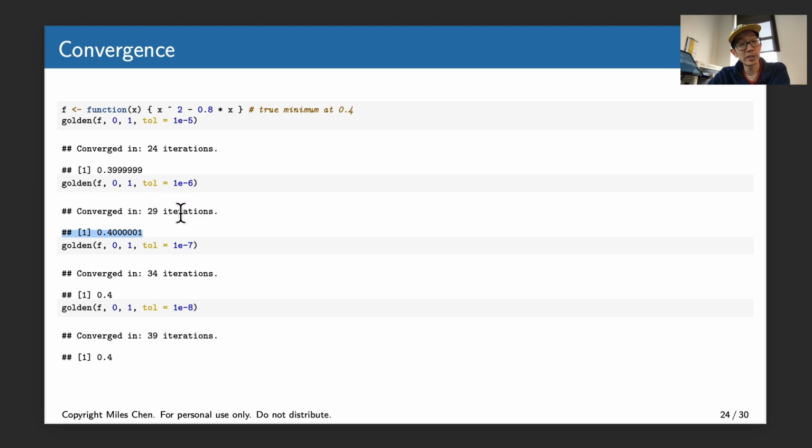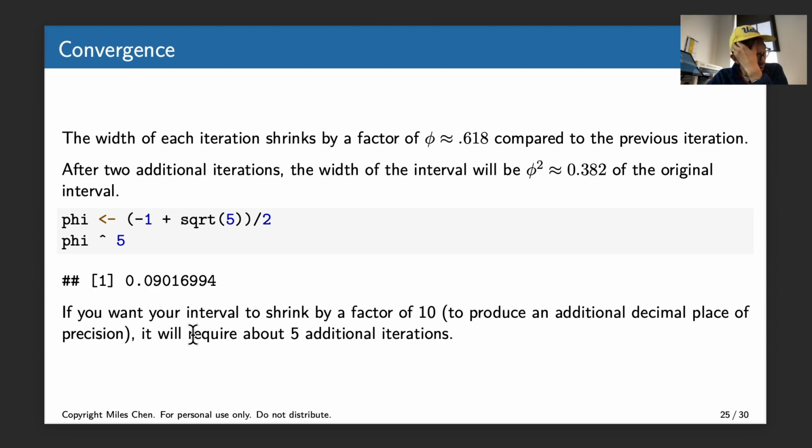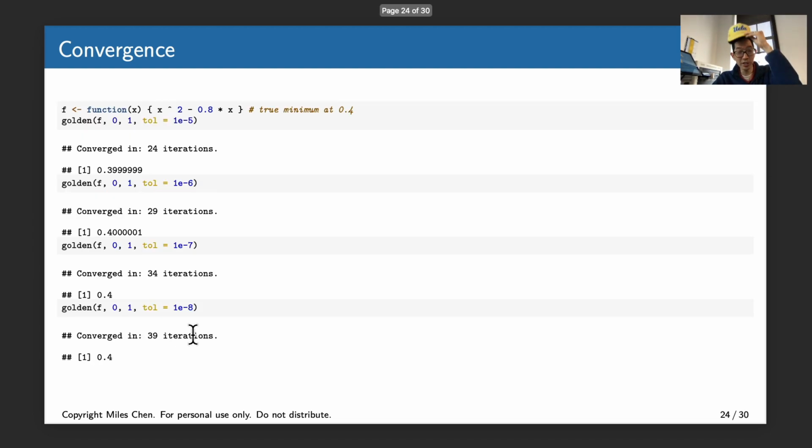it takes 29 iterations to converge, and we get 0.400001. Okay. If I say I want 10 to the minus 7, it takes me 34 iterations. If I want 10 to the minus 8, it takes me 39 iterations. Okay. So if you want greater precision, basically you need more iterations to run. One thing you might have noticed is that every additional decimal place of precision takes about another 5 iterations. Okay, going from 24 to 29 to 34 to 39.